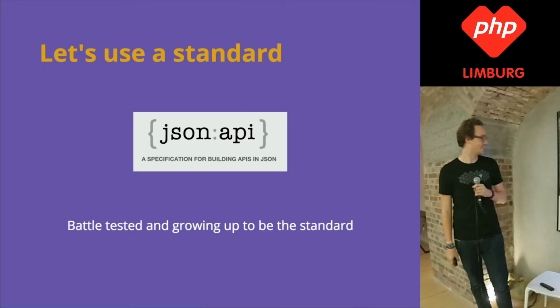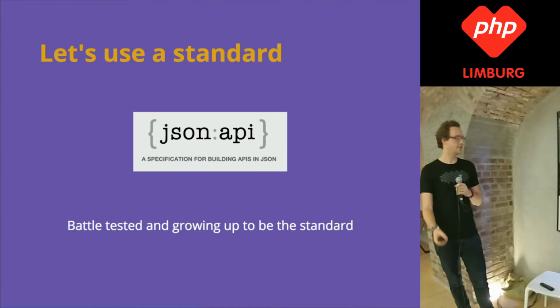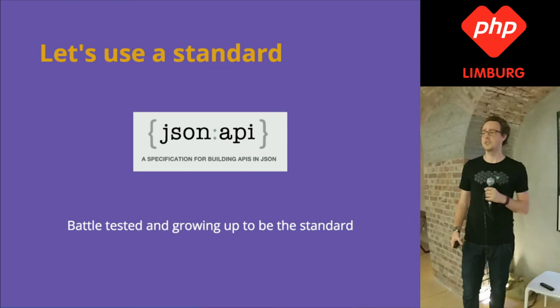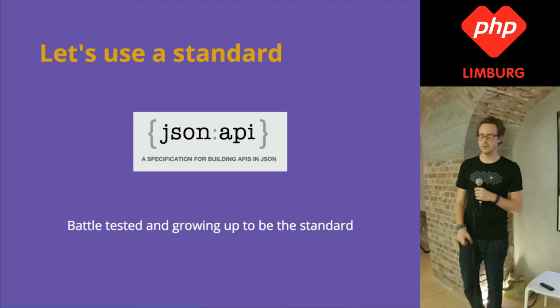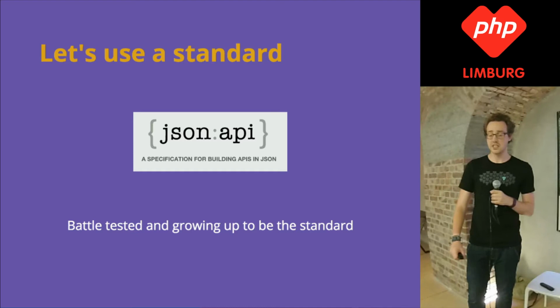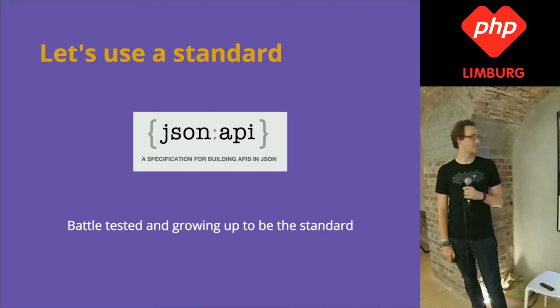JSON API is a standard, very popular, battle-tested and grown to be the standard, pretty cool. What it's all about is just a standard how your payload should look. It's pretty flexible. You don't have to follow it to the letter. But if you follow big parts of it, you'll do fine. There are two alternatives to it, like JSON and HAL. They're not as popular, and I don't think they will last the test of time. But JSON API definitely will.